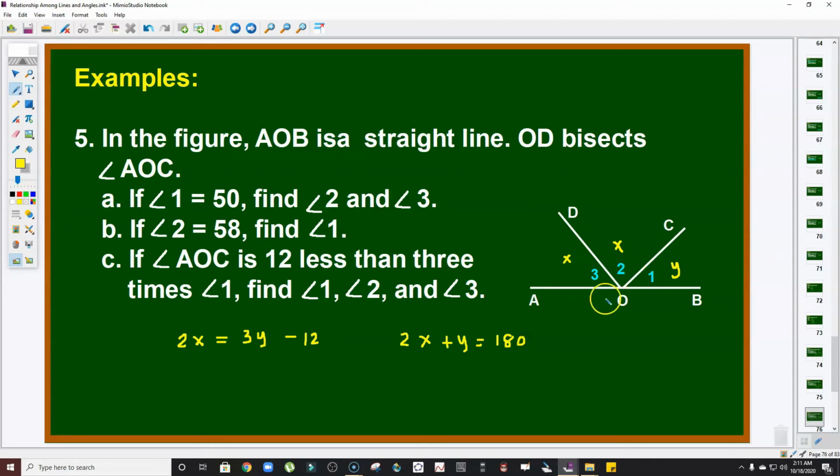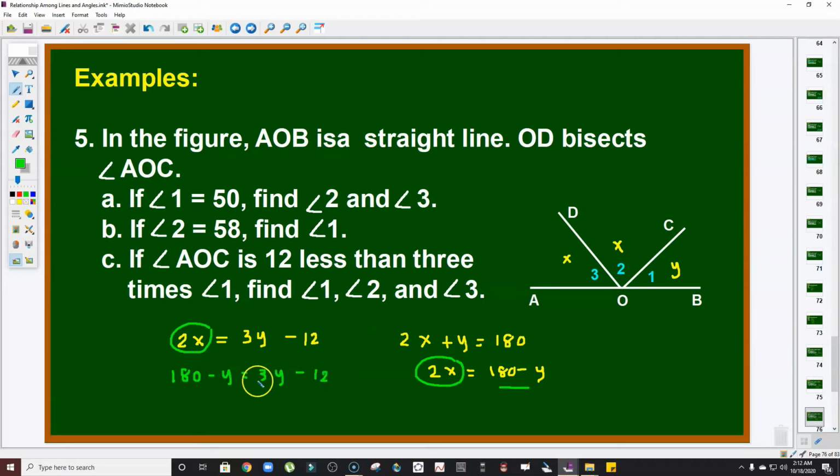Agree? Again, pag inadd ko yung angle 3, angle 2, and angle 1, that's equal to 180. In that case, I can solve for 2x. Meaning to say, yung 2x is equal to 180 minus y. See that? Now take note of this. Equal si 2x kay 180 minus y. This is 2x. Therefore, I can replace it by 180 minus y. Pwede yun. See that? Okay, so 3y minus 12.